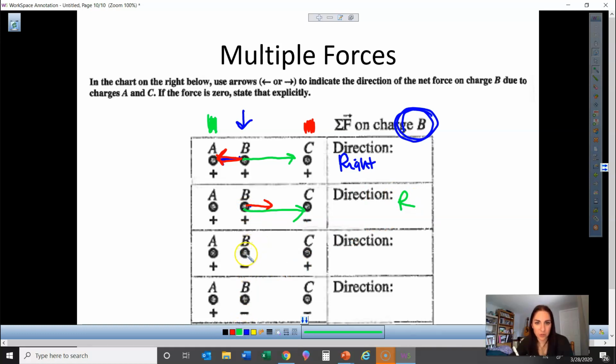B is going to attract C, but small. I am pushing the color, it's just not doing it. A is going to attract B, but big. Left. A is going to attract B, big. C is going to repel B, small. Left. And there you go.